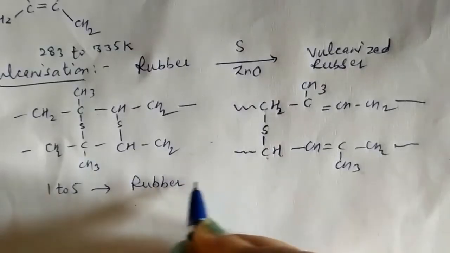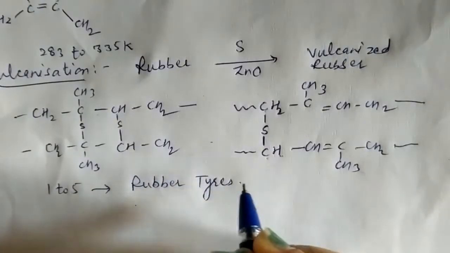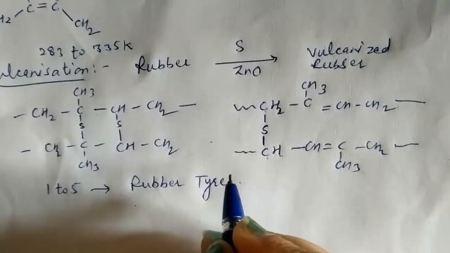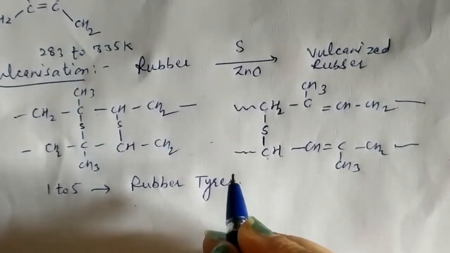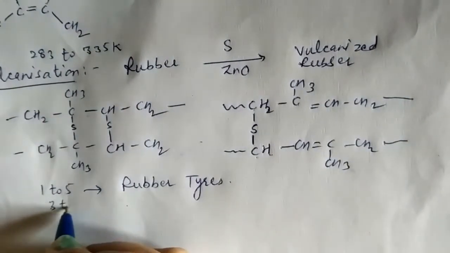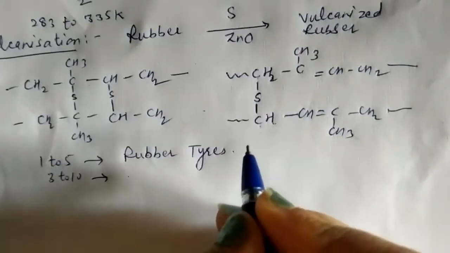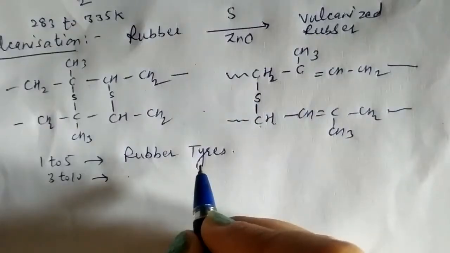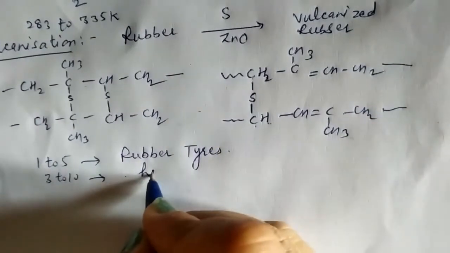Which rubber? Rubber tires. But if we add 3 to 10% sulfur, definitely the more the sulfur, the harder the rubber will be. If we add 3 to 10% of the sulfur, then here we are using it to make hard rubber.